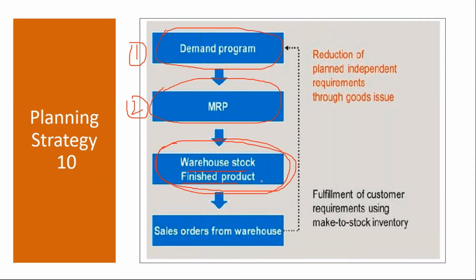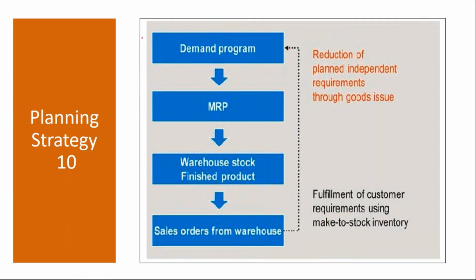You will be generating the stock, and after that, whenever the customer gives the order, from this warehouse stock, you deliver the product to the customer. When you deliver the product to the customer, your PIR, planned independent requirements, will get reduced. Now this flow we will see in the system. This is the process flow of pure make to stock, 10.